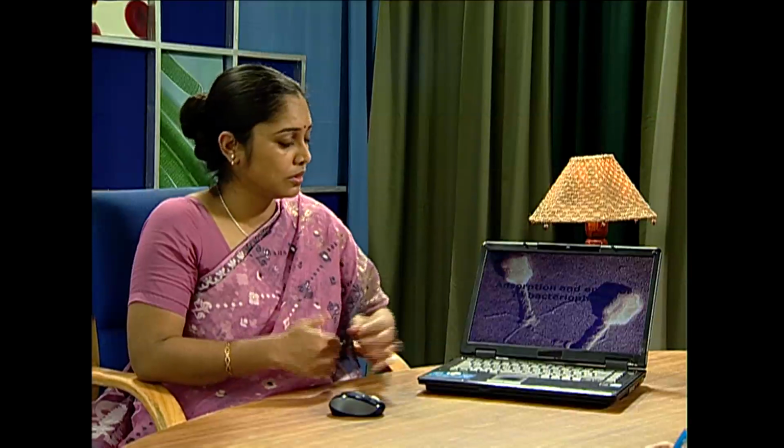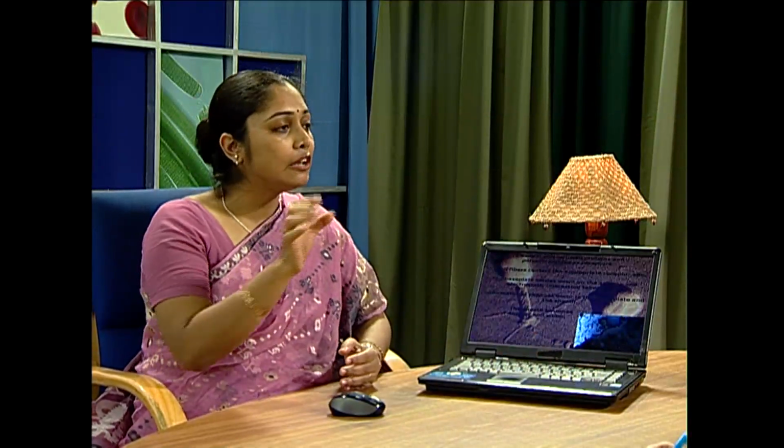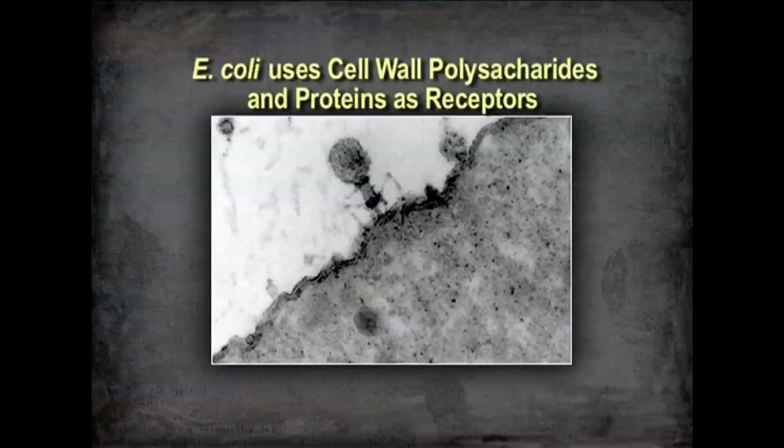Now, how does the T4 bacteriophage infect its host, E. coli? The tail fibers first attach to the receptors present on the E. coli surface, which are mainly cell wall proteins and lipopolysaccharides. This electrostatic interaction attracts the base plate, and the base plate settles down on the cell surface.